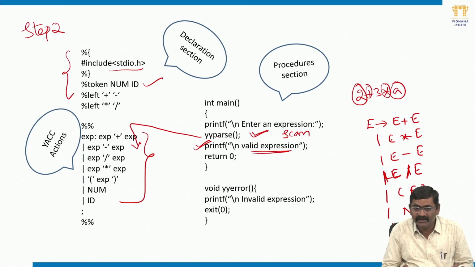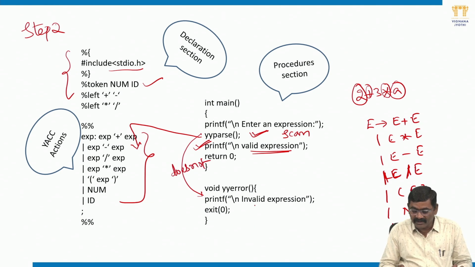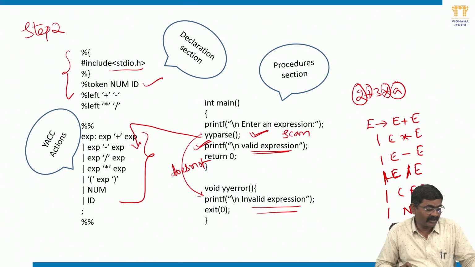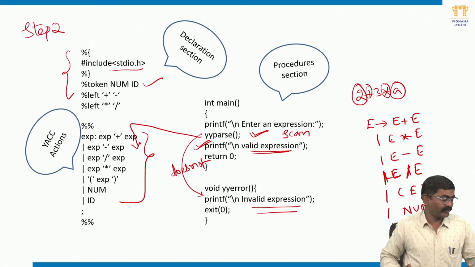Suppose the input entered doesn't follow the grammar. In that case, it goes to the error section. Doesn't follow means error section. In that error section, we are going to print that the statement is invalid, right? Let us see this by using the code.